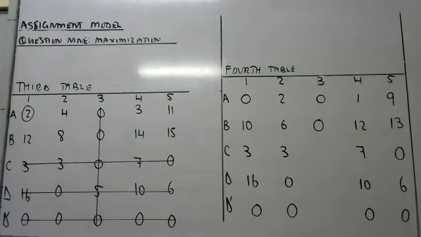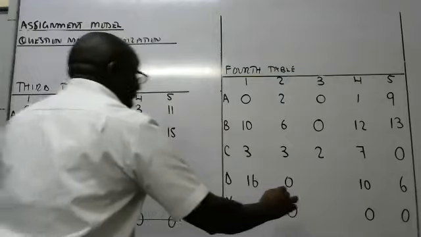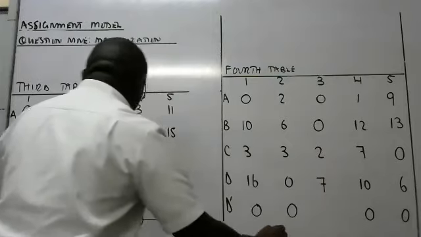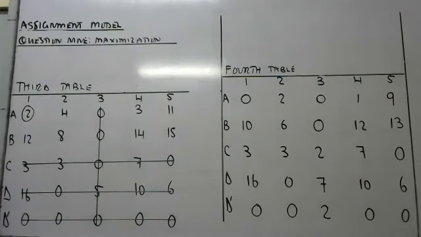The fourth thing, I add that smallest value to the values crossed over twice. So here I get 2. Here I get 7, and here I get 2. And that table is complete.